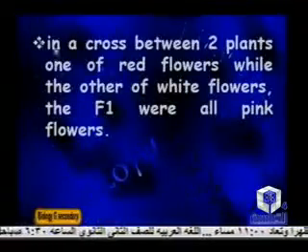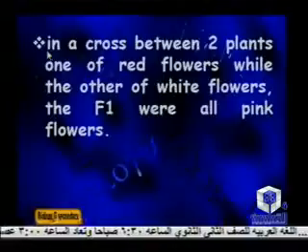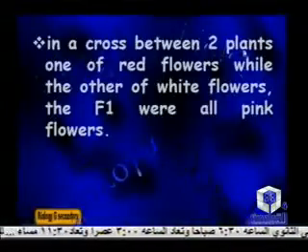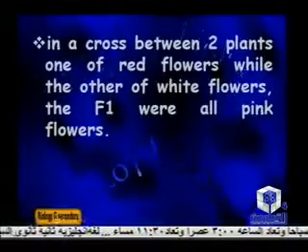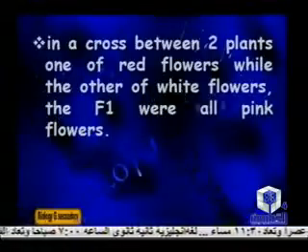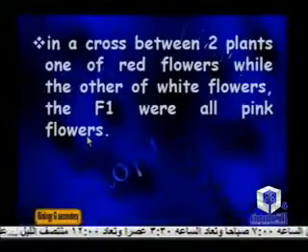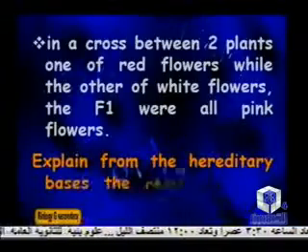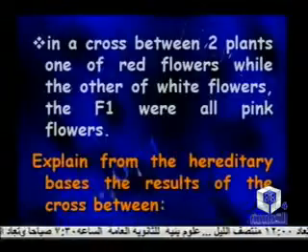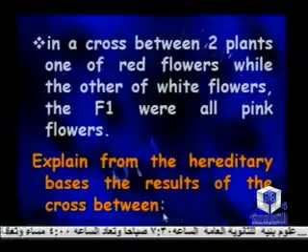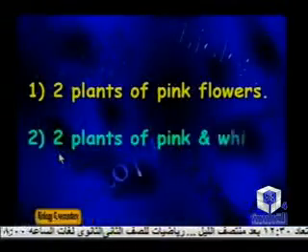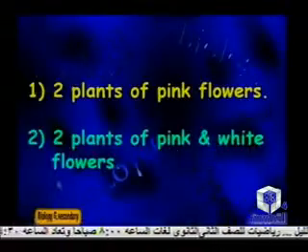Let's begin with another question, an example for the first question. In a cross between two plants, one with red flowers while the other has white flowers, the first filial generation were all pink flowers. Explain from the hereditary basis the results of the cross between two plants of pink flowers.